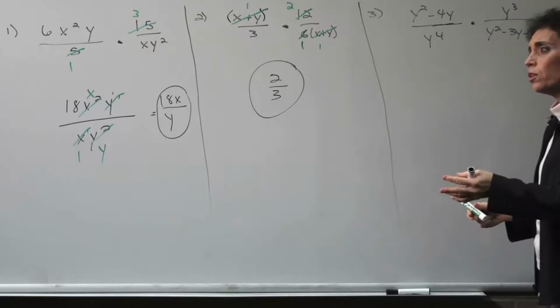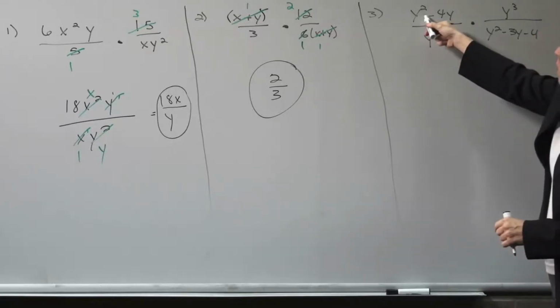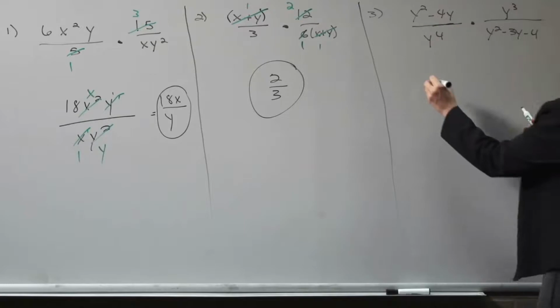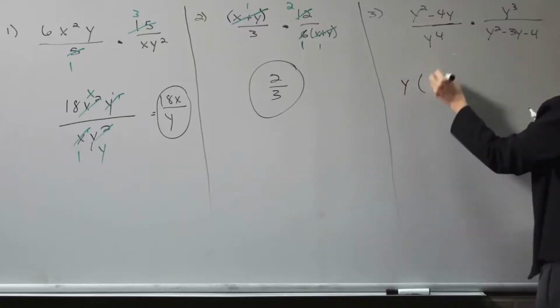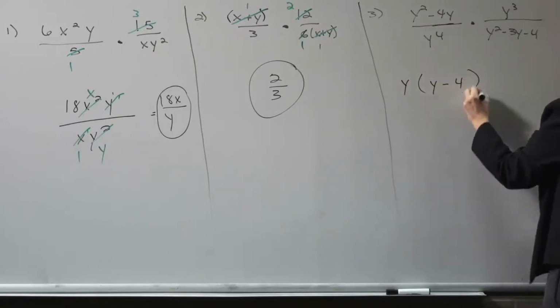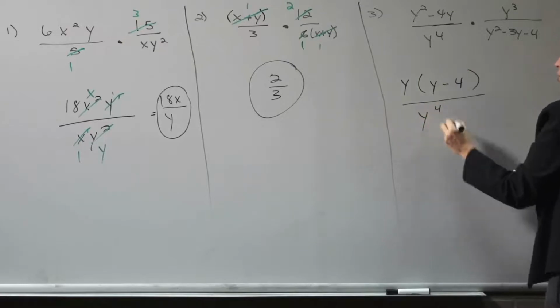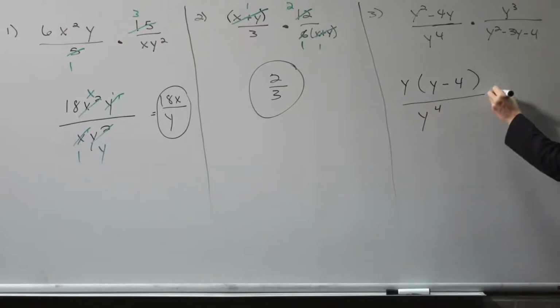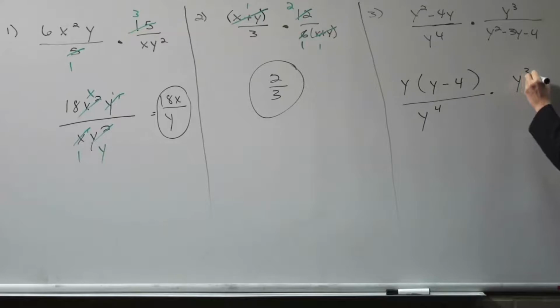So that's what we're going to do, okay? So we're looking up here, and we're going to take out a GCF. It has one. It's a y. We divide each term by y, and we get y minus 4. And that's all over y to the 4th, okay? Times y cubed, that's a single term, can't do anything about that.